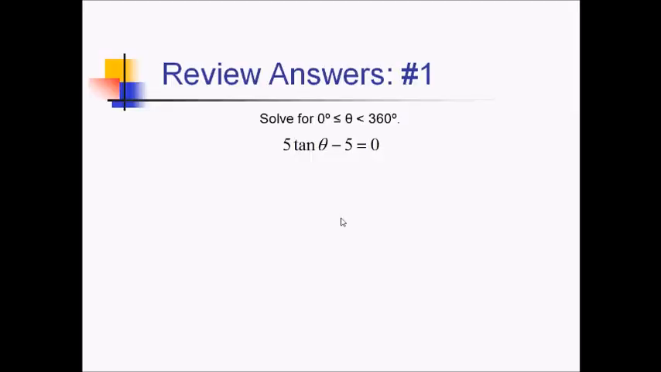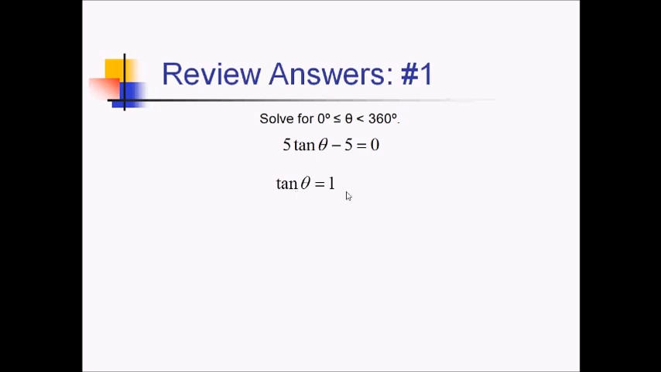Identities. To solve this trig equation for angles between 0 and 360, we need to first isolate the trig function. So adding 5 and dividing by 5, we have tan of theta equals 1. Next, let's figure out where our answers are going to be. Since this isn't sine or cosine equaling 1 or negative 1, we know we're going to get two different answers for this. So let's figure out where they could be based on what function this is.